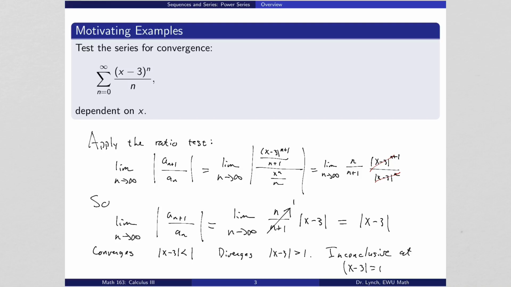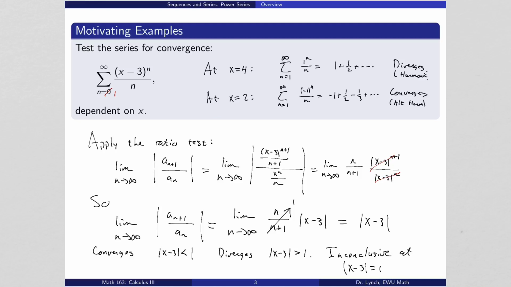So at those points, as it turns out, you just have to test individually. And we can do that by substituting the values for which x minus 3 in absolute value is 1. So that'll be 4 and 2. Okay, a quick typo here. I realize this series should be starting at 1. Nevertheless, when x is 4, we can see that this series is divergent because it's exactly the harmonic series. And when x is 2, we can see that the series is convergent. It's the alternating harmonic series. So here we would say that the series converges at 2 and not at 4, but everywhere in between.